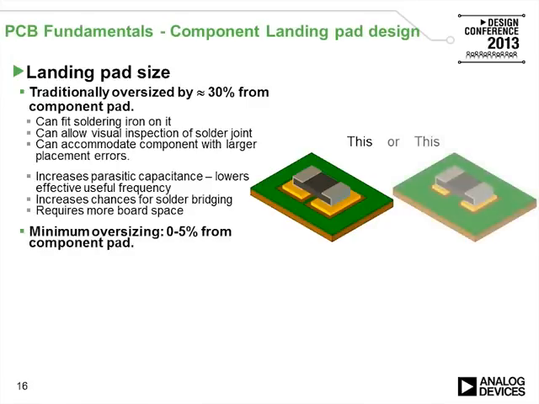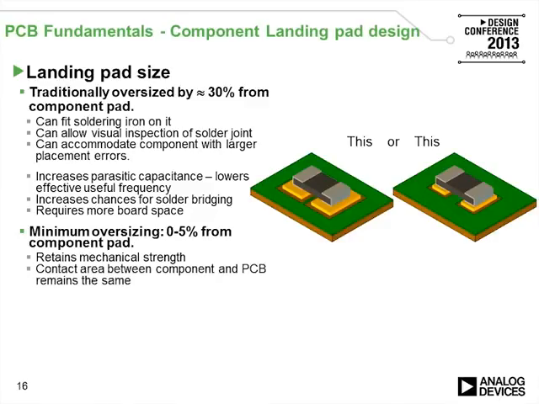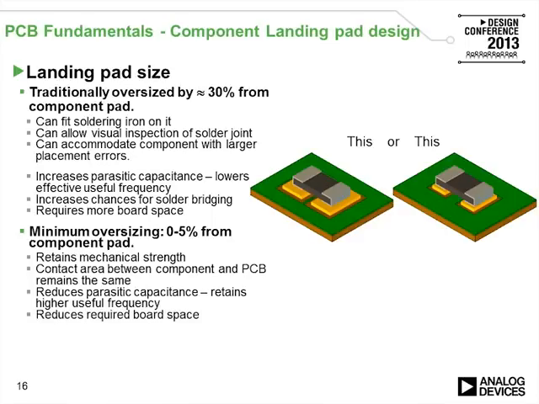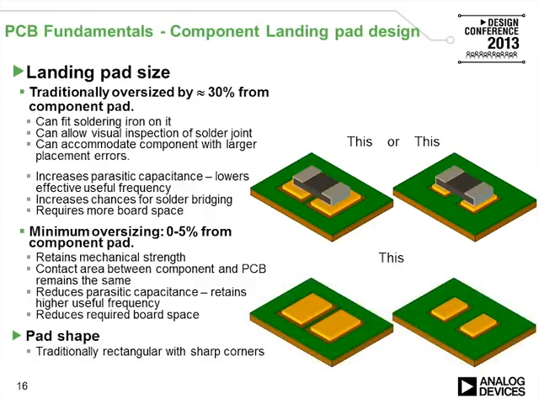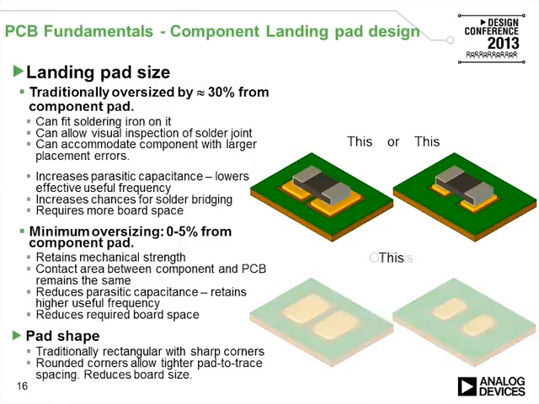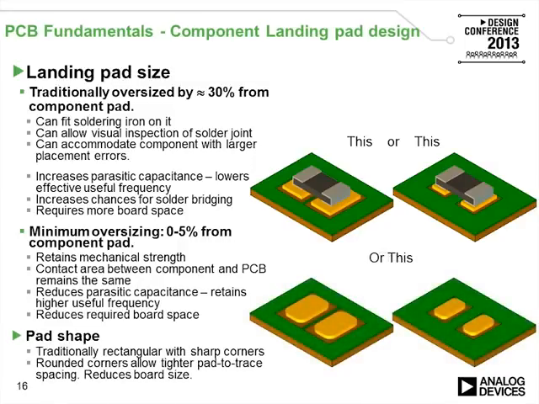If we reduce the landing pad size, as shown in the picture, to 0 to 5% oversize, and we look at the pros and cons of that, the mechanical strength is retained, so you don't lose any. Contact area between the component and PCB remains the same. It reduces parasitic capacitance, retains higher useful frequency, reduces required board space. Pad shape. Traditionally, pad shapes are rectangular with sharp corners. Examples: if I round the corners off, I will be able to do a tighter pad to trace spacing, and that will further reduce board size, especially when the board is fairly populated to a fairly large extent.